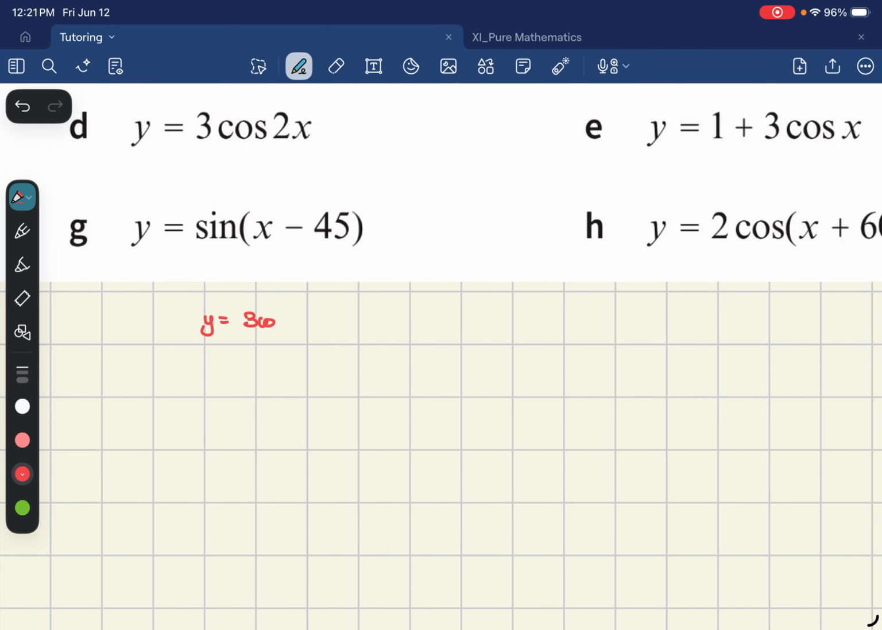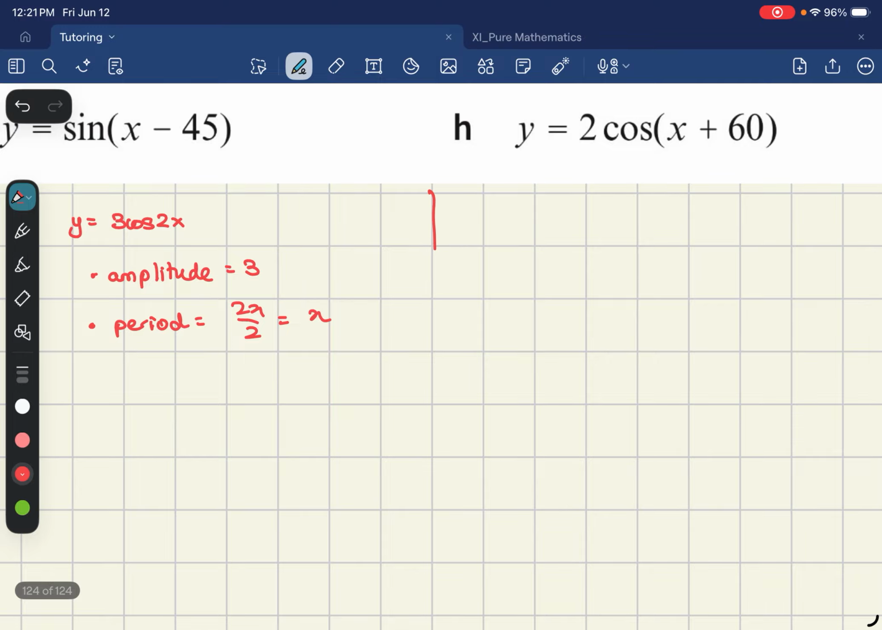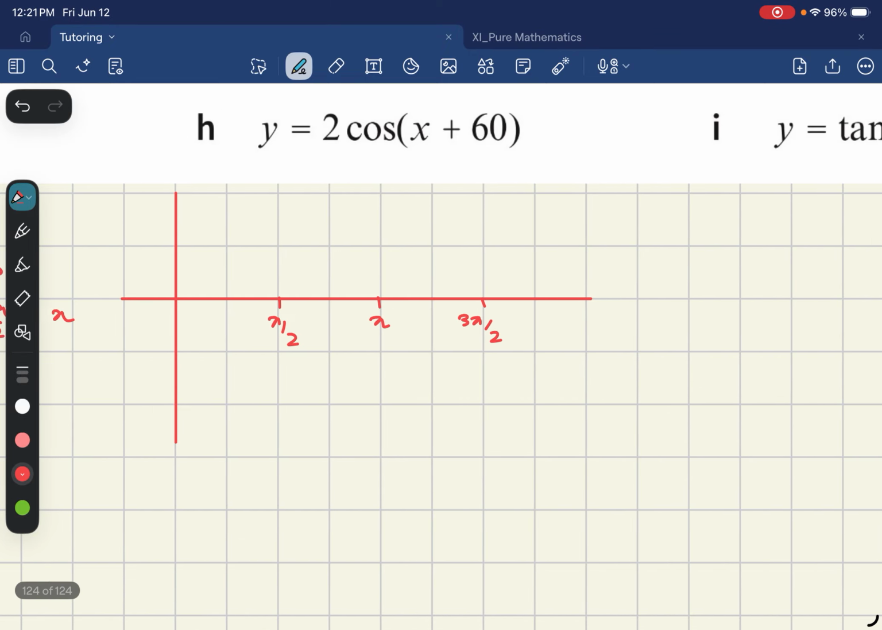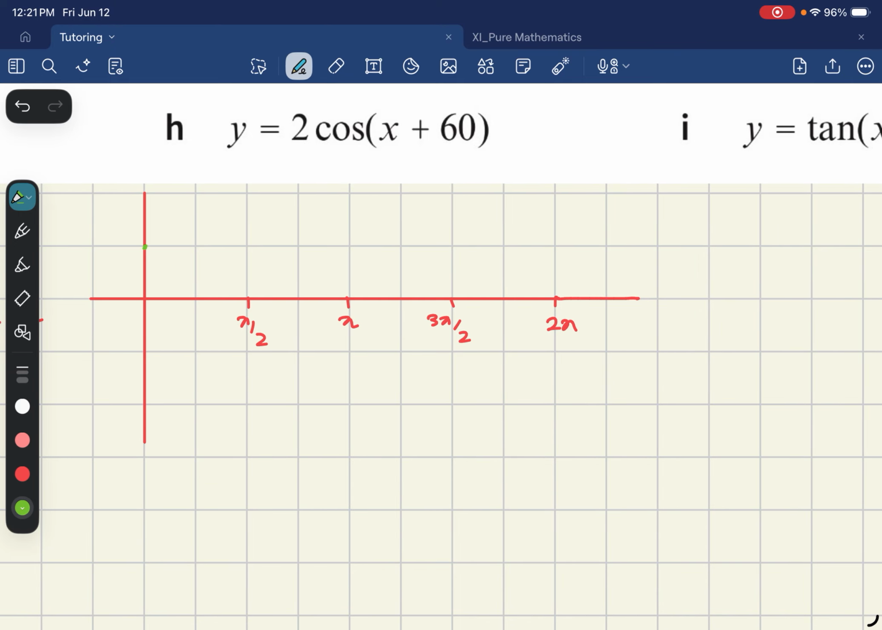Y is equal to 3 cos 2x. And I'm only going to use two facts here. I know that my amplitude is equal to 3, and I know my period is 2 pi over 2, which is pi, right? Now let me look at my regular cosine graph. My regular cosine graph looks something like this. Pi by 2, pi, 3 pi by 2. Usually I like to plot at 90. Right, so my regular cosine graph, let's say this is 1, looks something like this. The maximum point is 1, the minimum point is -1, and it has these points, right?